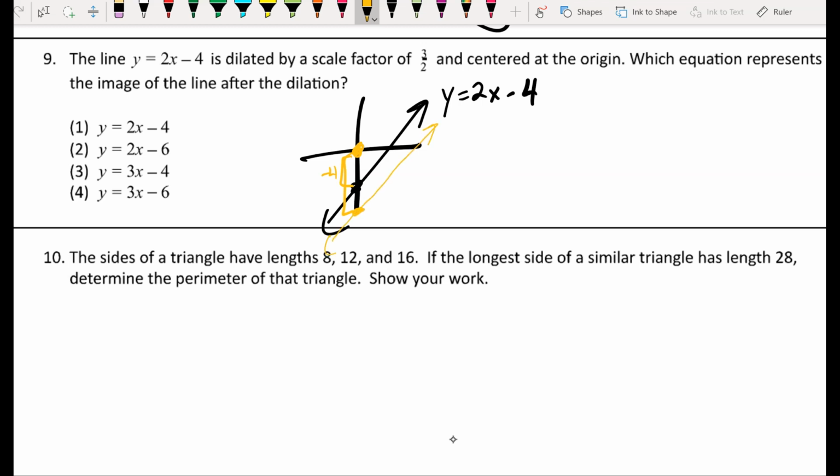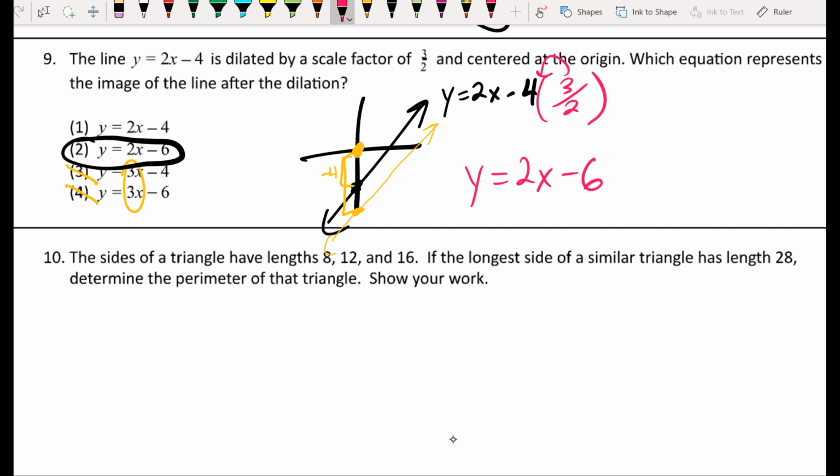So the first thing I notice is that answer choice 3 and answer choice 4 have different slopes, but if I dilate a line, it should stay parallel to it. And remember, parallel lines have the same slope. So what's going to happen here is I end up getting a y-intercept of -6. All I need to do there is just take the y-intercept of my original line and multiply it by 3/2. So 3/2 of -4 is just -6. So I push it a little bit further away from the origin there.